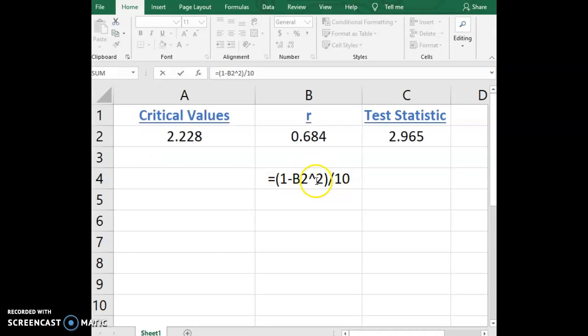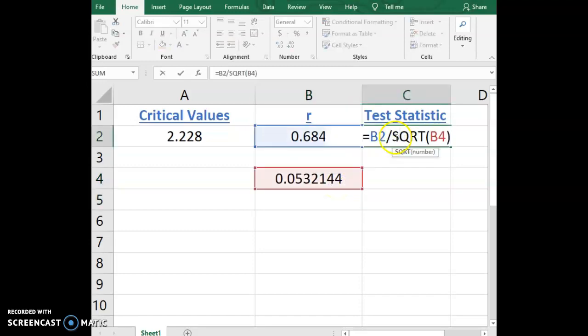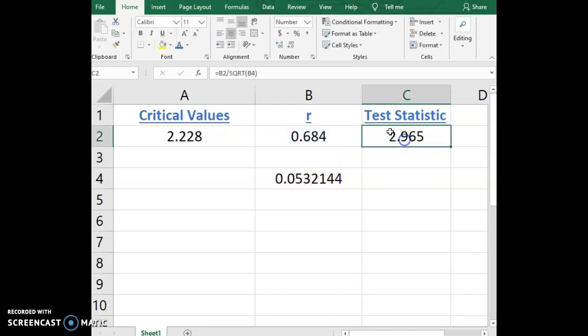In calculating the test statistic, on the bottom part of the calculation, you do 1 minus r squared, and then divide that by the degrees of freedom, which is 2 less than the sample size. So that goes on bottom, but we need to take the square root of it on bottom. So square root of that calculation on bottom, and on top is just r, the correlation coefficient. That gives us back the test statistic.